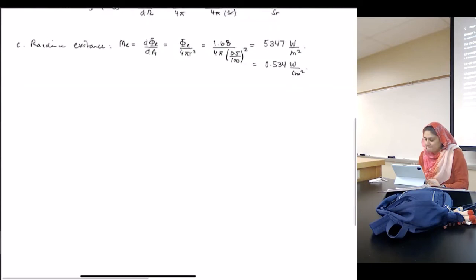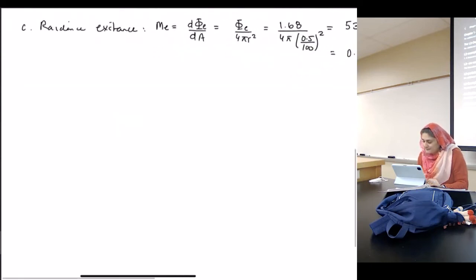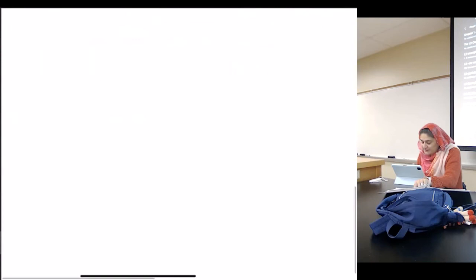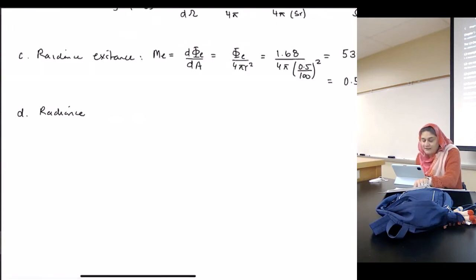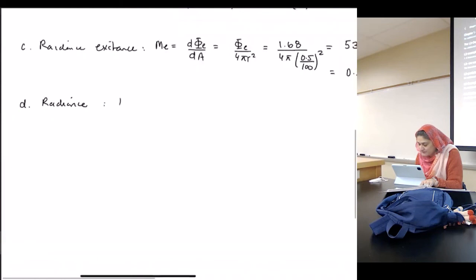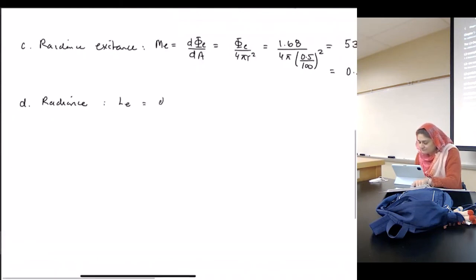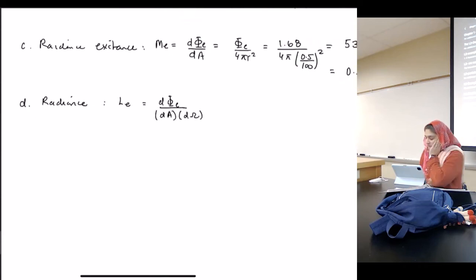Okay, number D. That is called radiance, right? Now it's asking us for radiance. So what's the radiance of the bulb? What's the symbol for it? L E. And what's the formula? d phi over dA. And the solid angle? This is squared then.